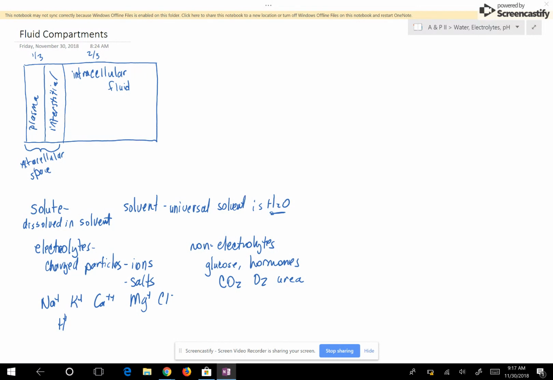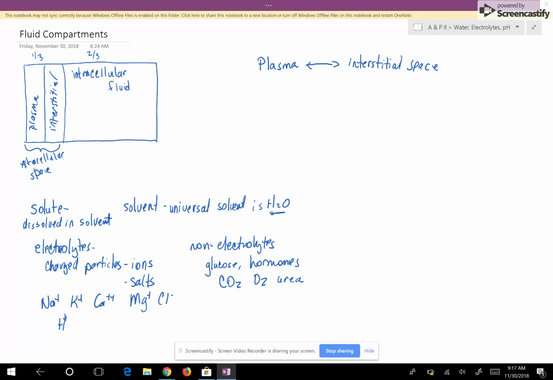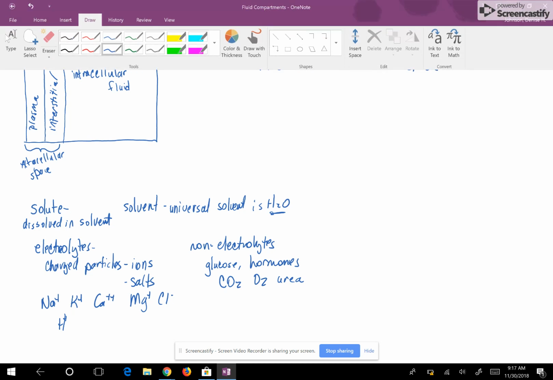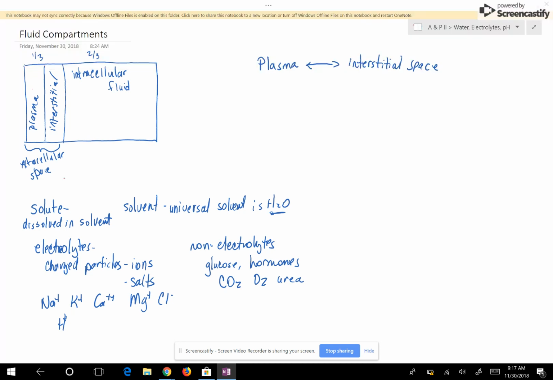Okay, we want to look at how molecules are going to move between the compartments. So we have the plasma. Molecules have to move from the plasma into the interstitial space if they're going to go into the intracellular fluid. So molecules would only be able to go from the plasma to the interstitial space, molecules can go this direction. And we've studied this before.